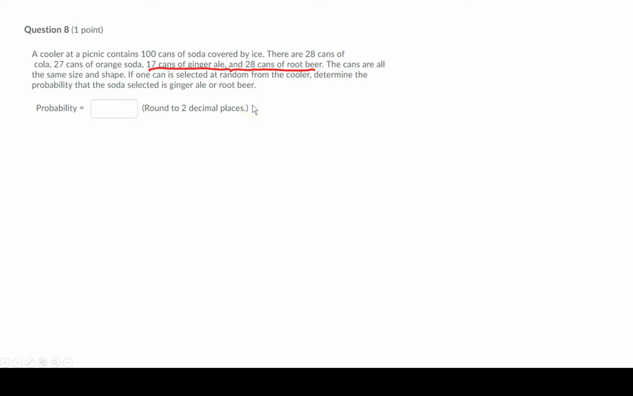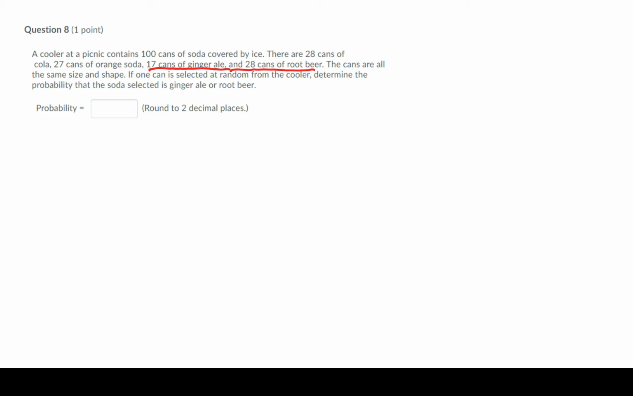Well, first of all, it has to be an or statement because I can't have ginger ale and root beer. I never heard of that combination being sold by anybody. Maybe it's good, I don't know. But it's either going to have ginger ale or root beer in it.